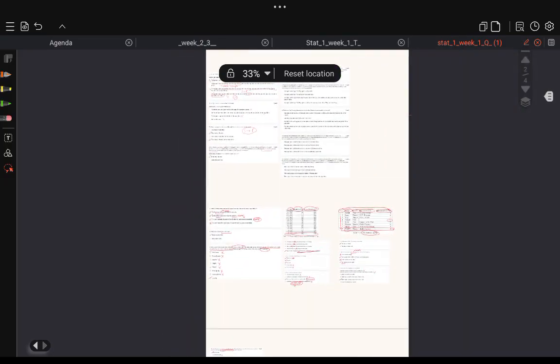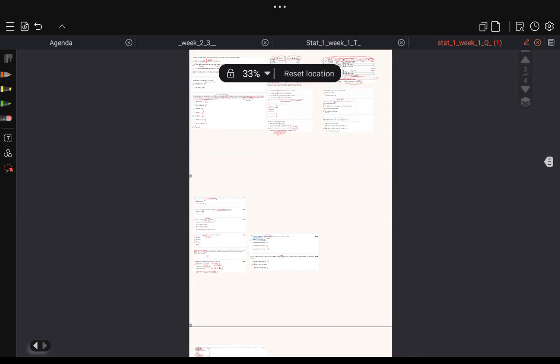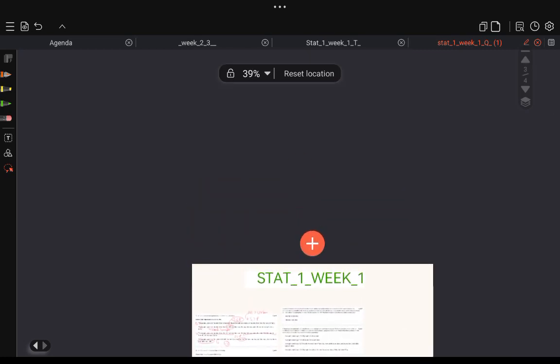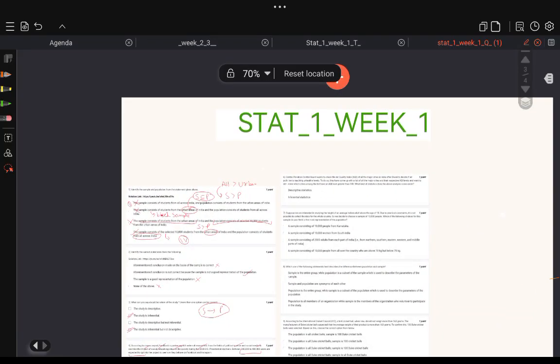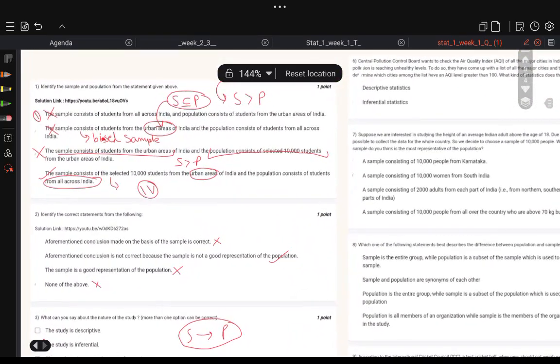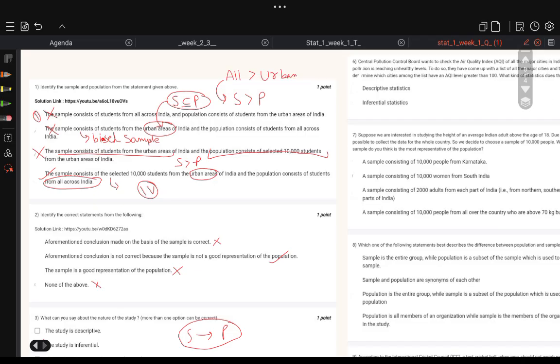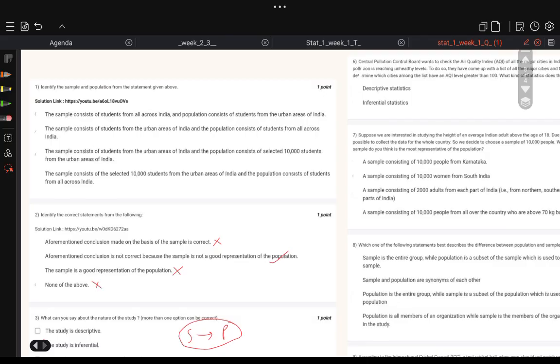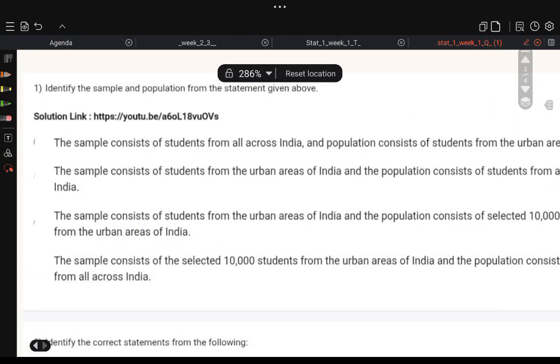Okay, it is the last part. See, let me remove all of these. Identify the sample and population from the given statement.